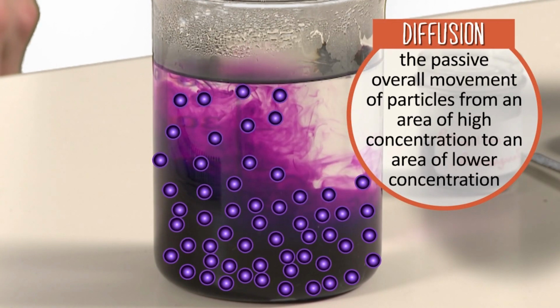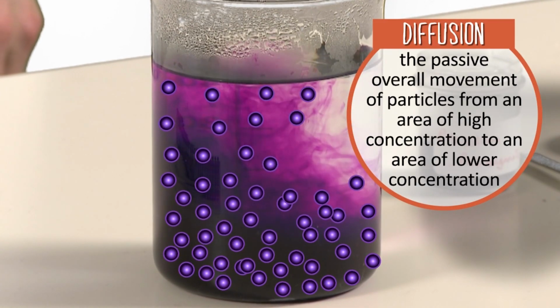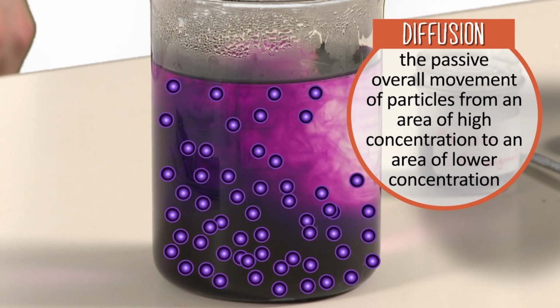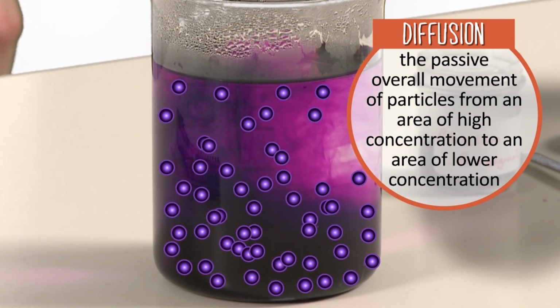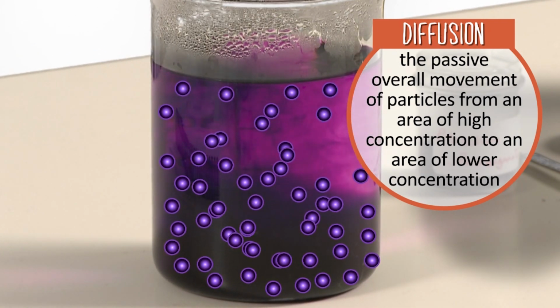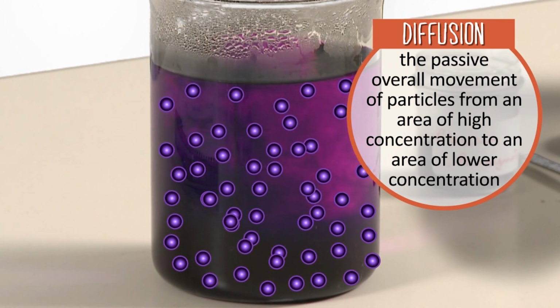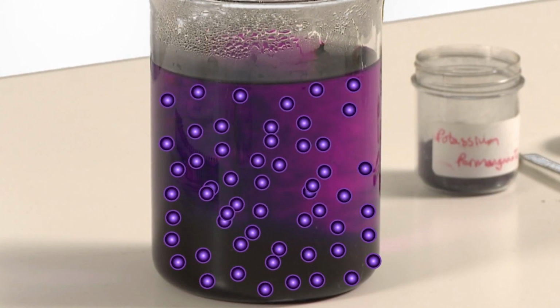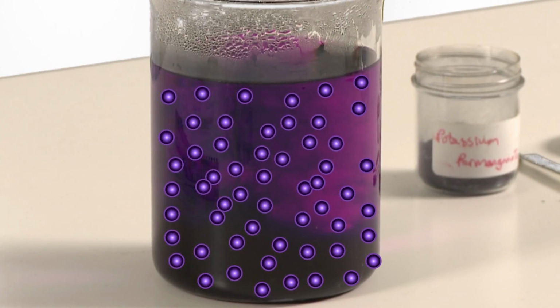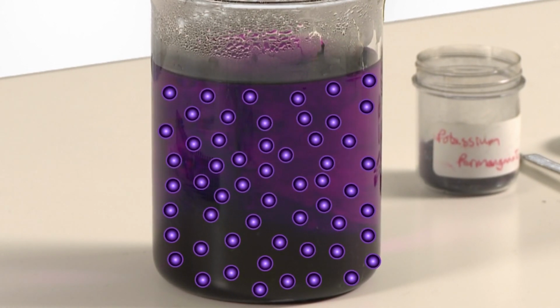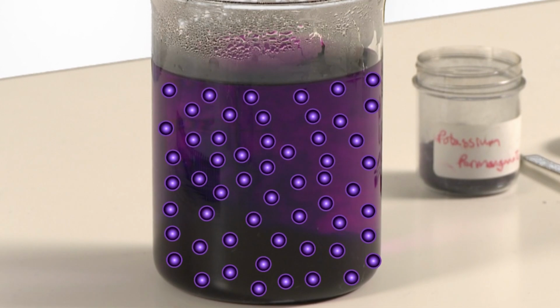Diffusion is a sort of natural tendency for particles to spread out from each other. It can be identified as the passive overall movement of particles from an area of high concentration to an area of lower concentration. This is an extremely important process for cells, as it allows substances to move in and out without the need for the cells to use energy.